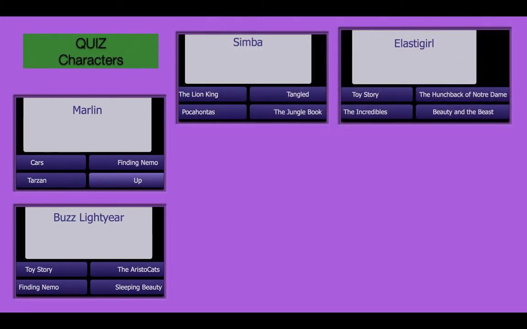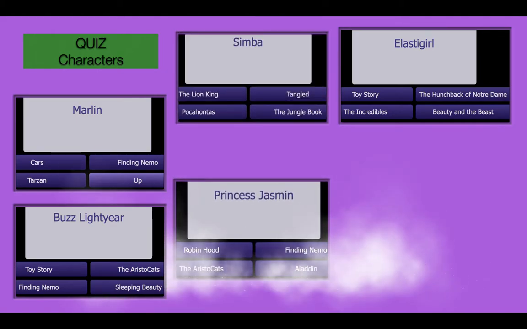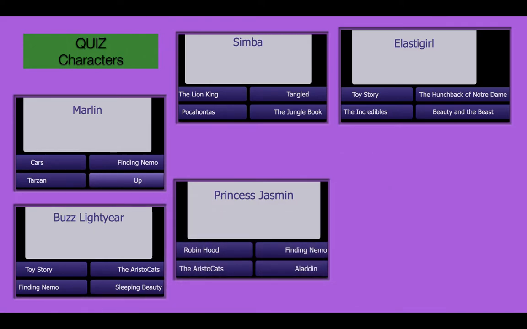Elastigirl is a character from? Is it Toy Story number 1, number 2, The Hunchback of Notre Dame, number 3, The Incredibles, or number 4, Beauty and the Beast? Princess Jasmine is a character from, is it number 1, Robin Hood, 2, Finding Nemo, 3, The Aristocats, or 4, Aladdin?